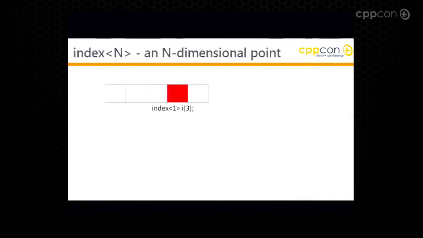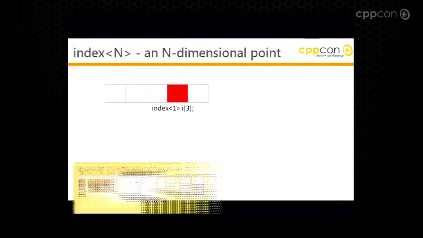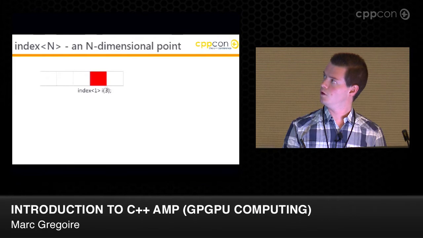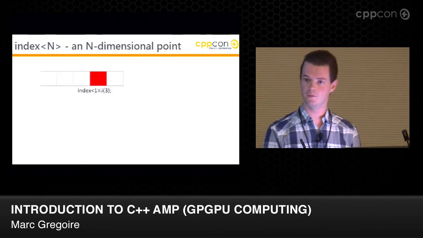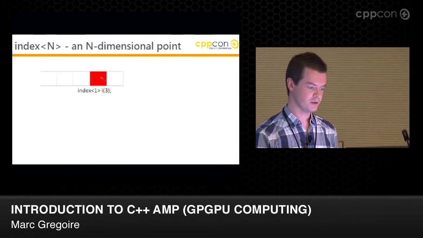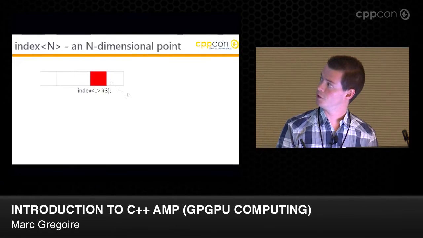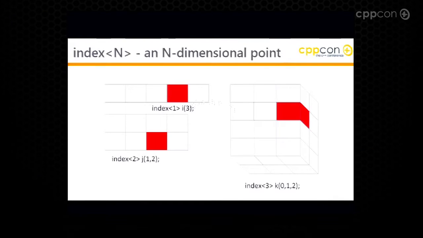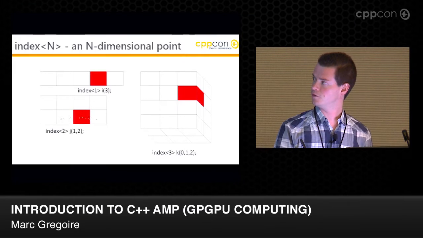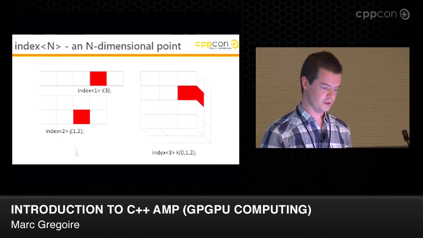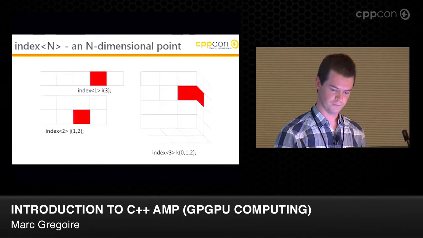Then we have the index class. The extent and the index belong together. They work together. And the index allows you to define an n-dimensional point inside your n-dimensional space. So in this case, you're just defining this red square, and here also. So again, first you have to specify this dimension, and second, the horizontal dimension. So the least significant one is the dense one.